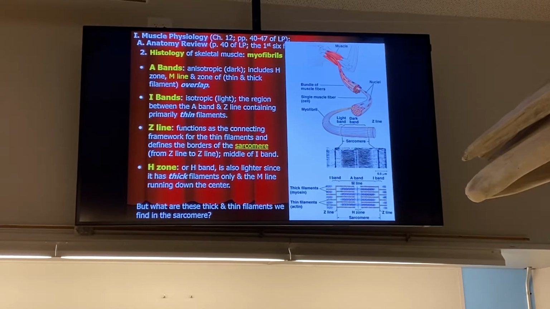Yes? Can you repeat again what the Z line is the foundation? It is the foundational anchor to the thin filaments. All the thin filaments are anchored to it. All the thick filaments are anchored to the M line.